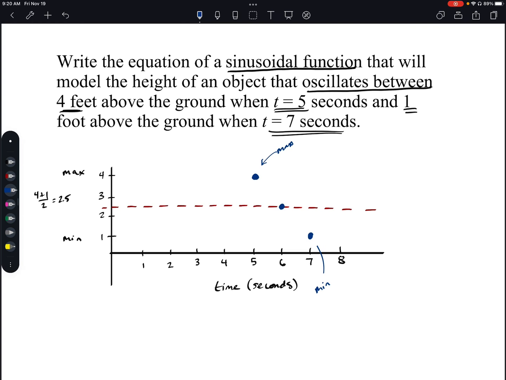And then after we hit the minimum, we're going back up to the midline, and then we can just keep going back. So going from right to left, we hit the max, we hit the midline, we hit the minimum, back to the midline, back to the max, and then back to the midline, which was, remember, 2.5. So you can kind of see your function.